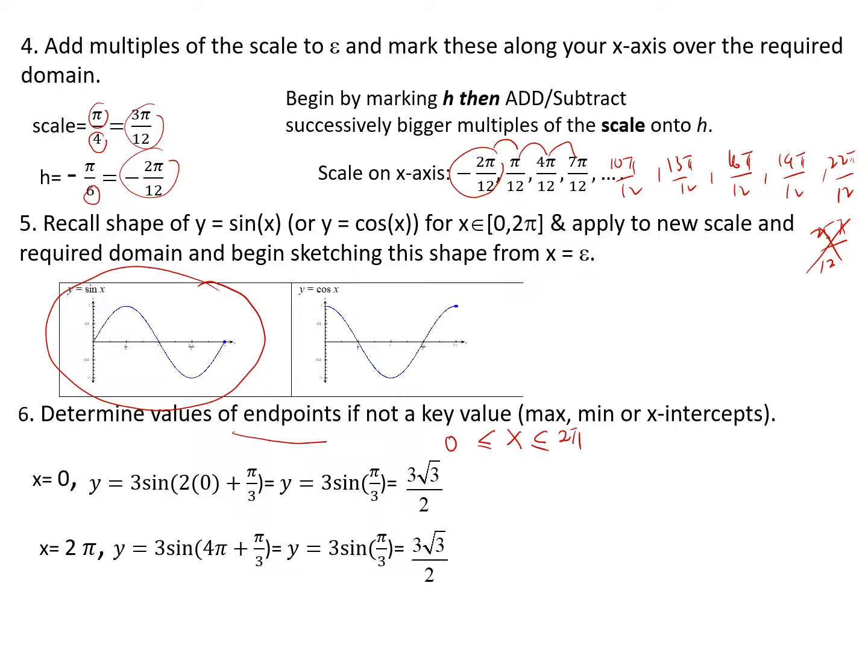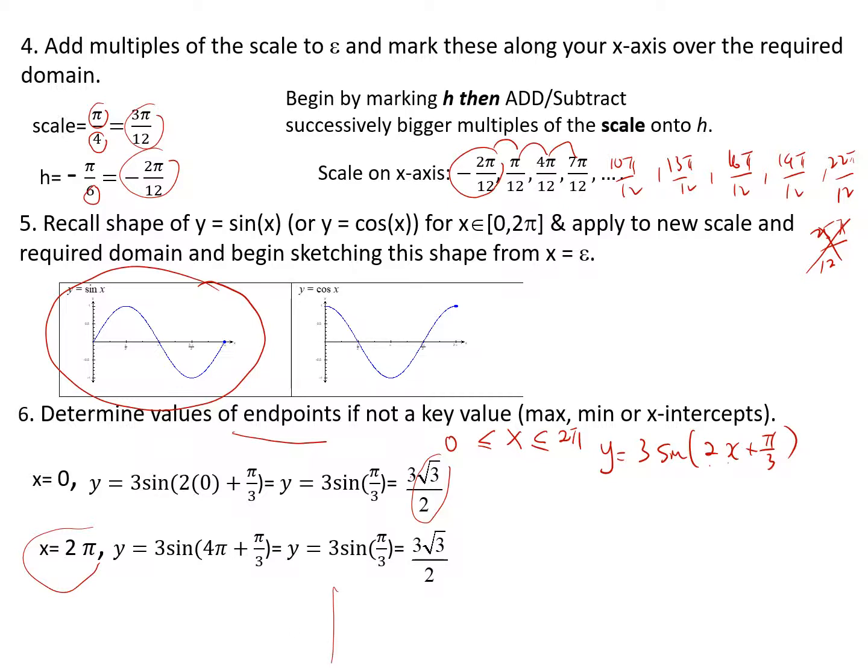So you sub x equal to 0 into your function, which is 3 sin(2x + pi/3). So when x equal to 0, you get 3 sin(pi/3). Okay, sin(pi/3) is root 3 on 2, times 3, so it's 3 root 3 on 2. Now, x equal to 2 pi, again you sub 2 pi into here, which gives you 4 pi plus pi/3.